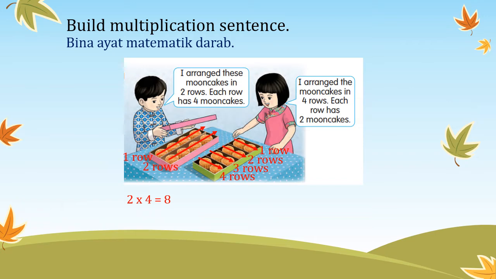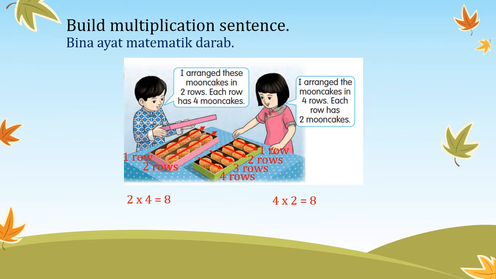We must start with 4. Kita mula dengan 4. 4 times 2. 4 means 4 rows. 2 means 2 objects in 1 row. 2 objek dalam setiap baris. Okay, then equal to 8. 4 times 2 is equal to 8.